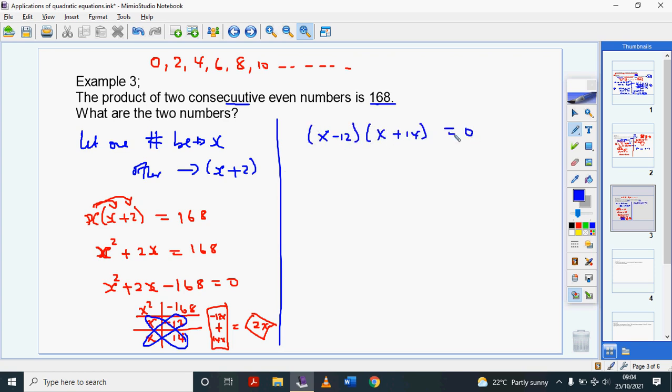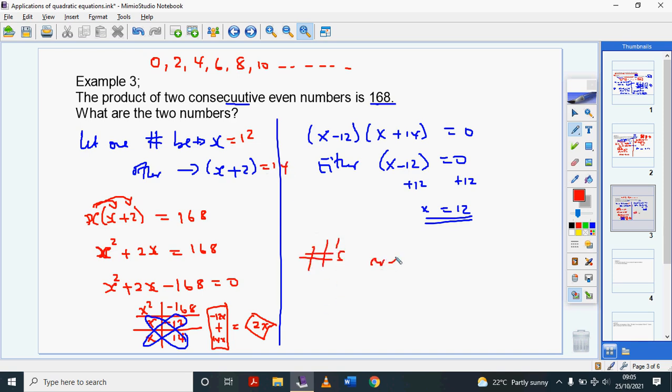At this stage, you say either x minus 12 is equal to 0, which if you add 12 to both sides means x is equal to 12, right? And as soon as you get one of them, this is equal to 12, then the next one has to be 14. So your numbers are 12 and 14.